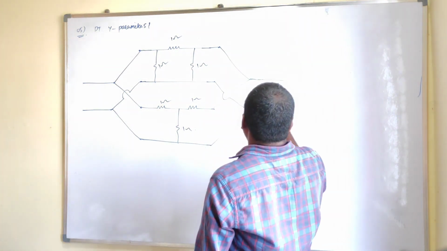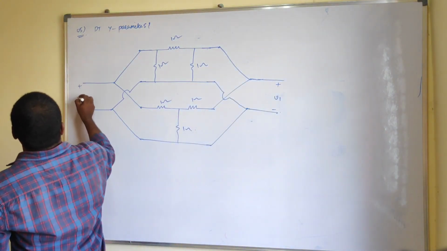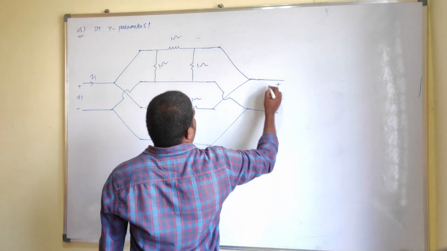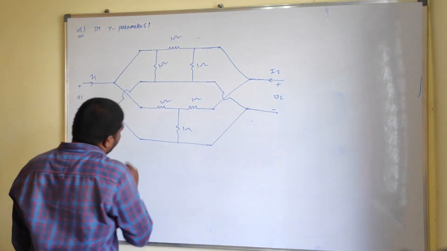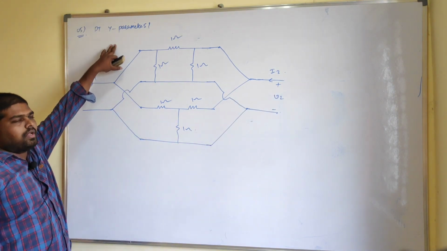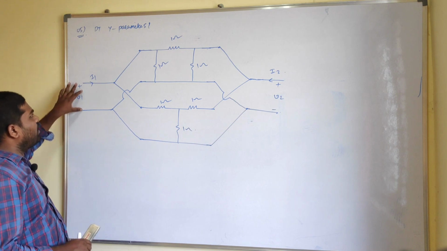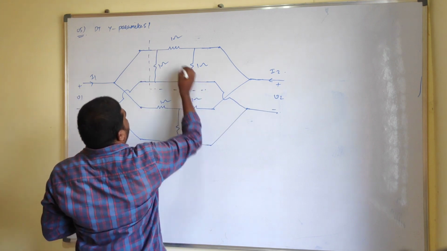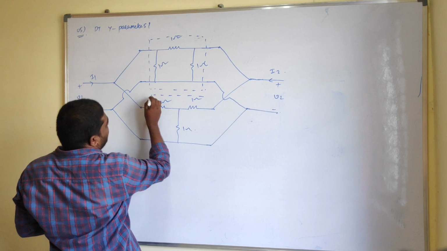V1, I1, and V2, I2. This is your network, and for this network you need to find the y parameters. Just observe here, this is the voltage drop here. This is the complete pi model, and this is your T model.